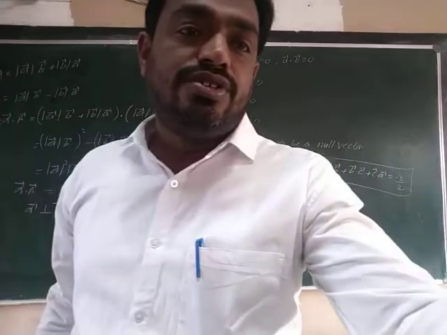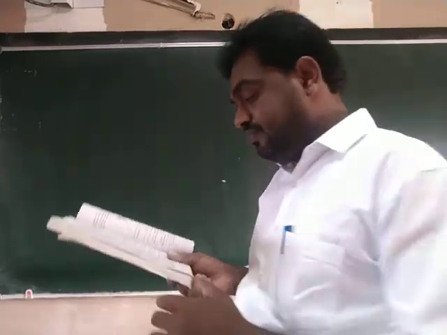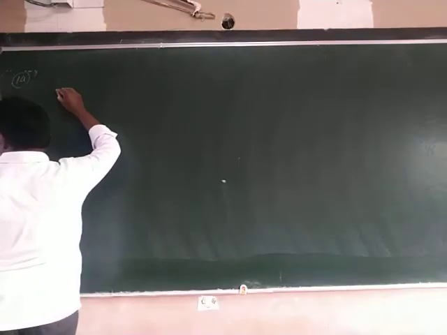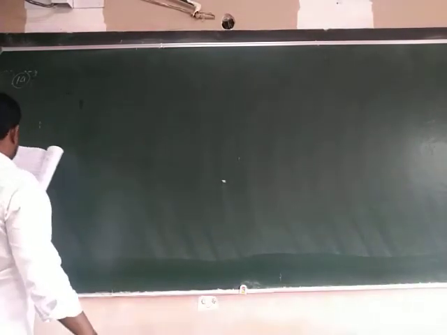Next, 14th question. If either vector a or vector b equals 0, then a dot b equals 0. But the converse need not be true. Justify your answer with one example.